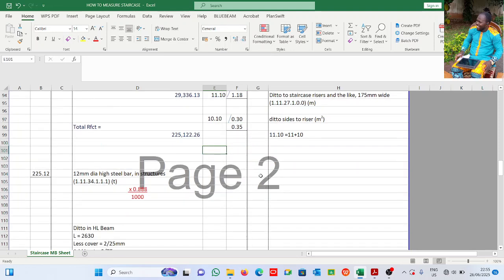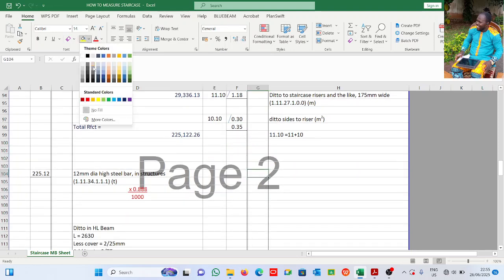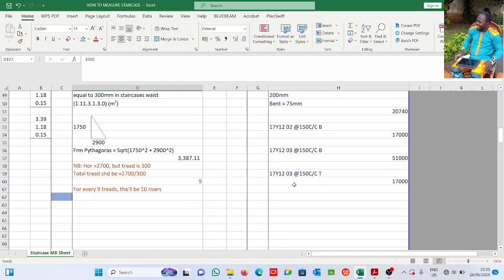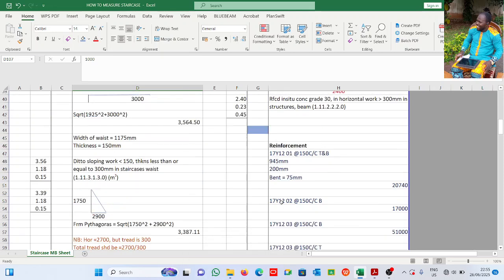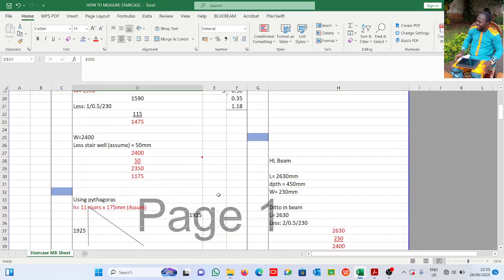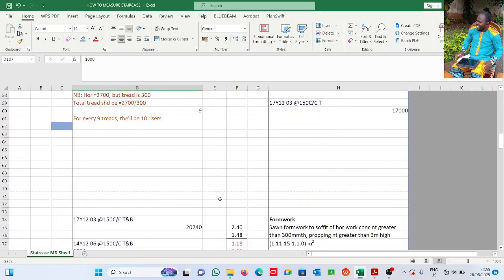Right, let me close it. So this is how you measure a staircase. Now you can see we've done for concrete, we've measured reinforcement, we've measured the formwork. The question didn't say we should do all this, but for the purpose of learning, I've taken my time to explain this so that we get a better understanding of it. So this is basically how you take off for a staircase.